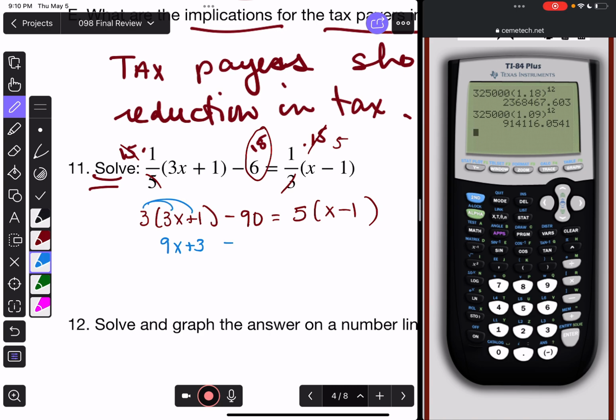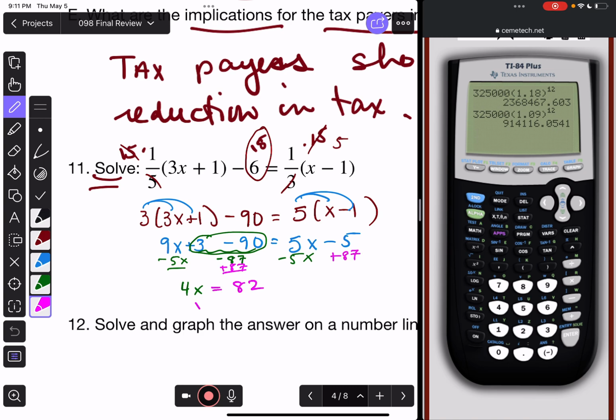Distribute. Let's get our x's all on the left. That's where I like to get them. See here, this right here is just -87. And so I want to move that negative 87 over to the right-hand side, so you just plus 87 to the left and plus 87 to the right. So x equals 82 over 4, or 41 over 2, like that. We'd be done.